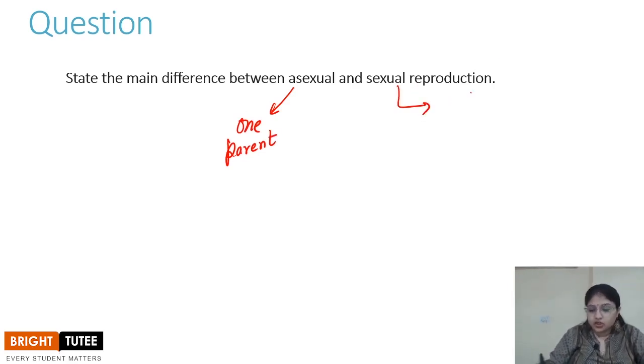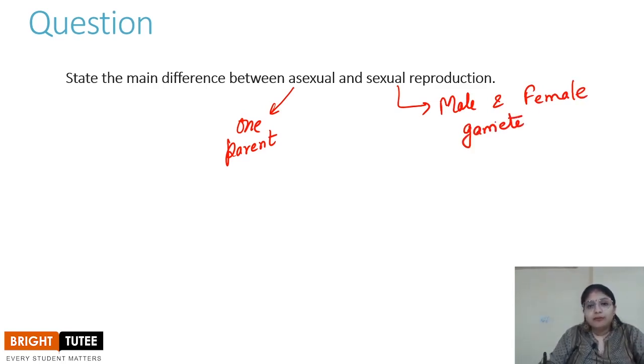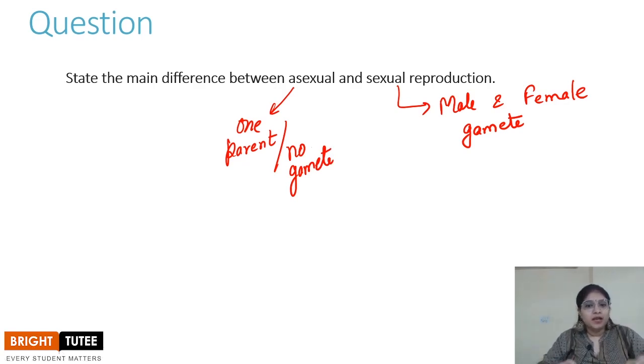Whereas in sexual reproduction, we have the involvement of two parents, that is, the male and female gamete formation is involved, right? So we need a male gamete and a female gamete, whereas in asexual reproduction no gamete is required, one parent or no gamete, right? So there is no need of any gamete. This is the main difference between asexual and sexual reproduction.